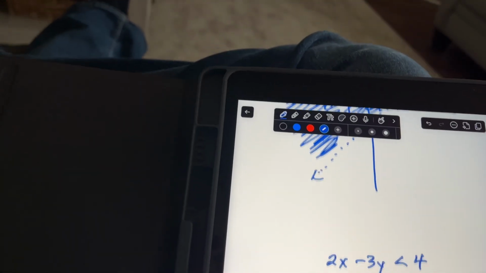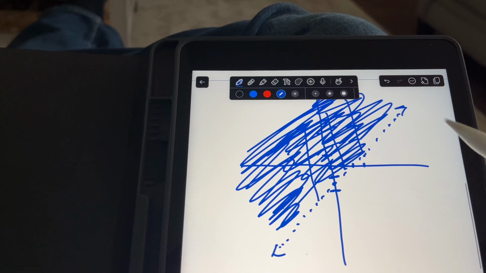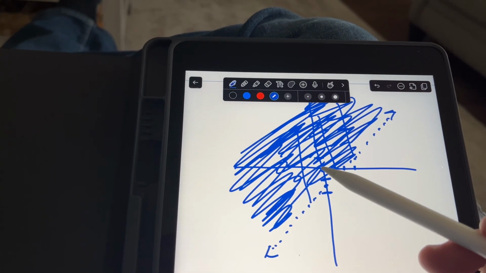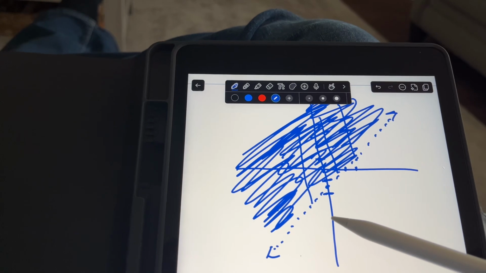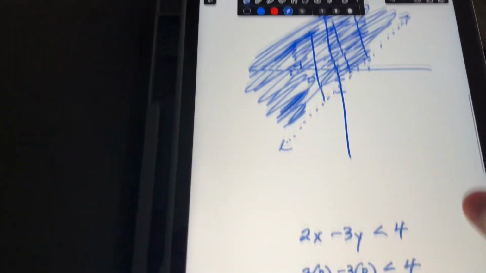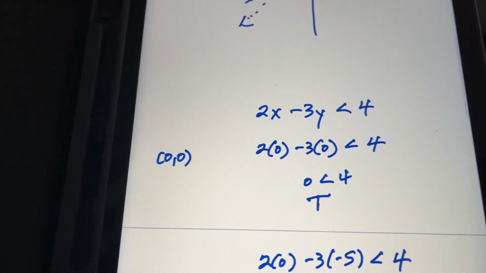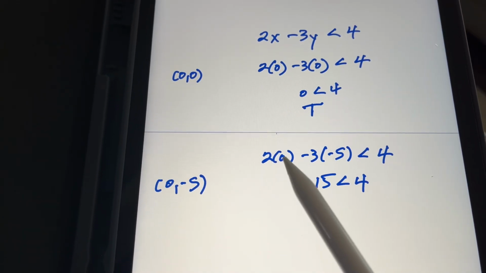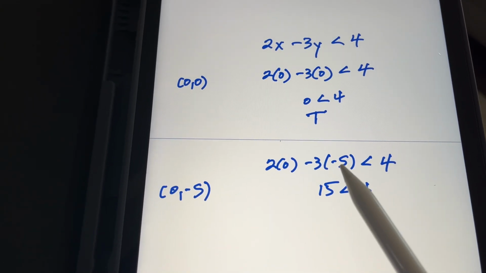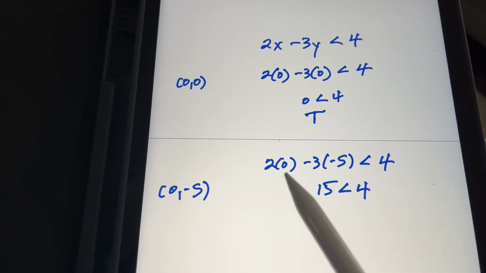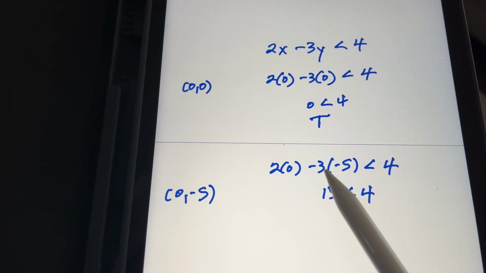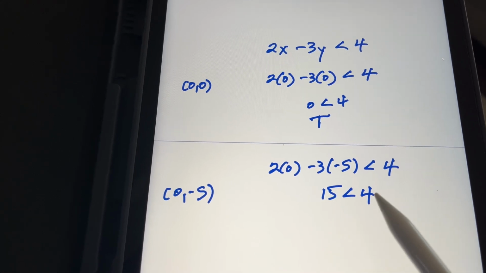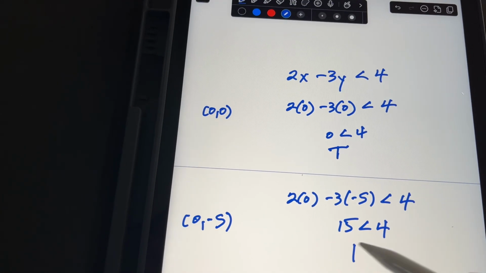Now 0, -5 is definitely down here. It's not in the shaded region. So 0 and down, -5 would be about right here. And when I put that into the original problem, I put 0 in x's place, I put -5 in y's place. You do the math, 2 times 0 is 0. -3 times -5 is 15. 15 is less than 0. Well, that's not true. That's false.